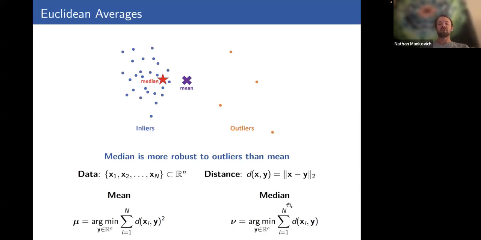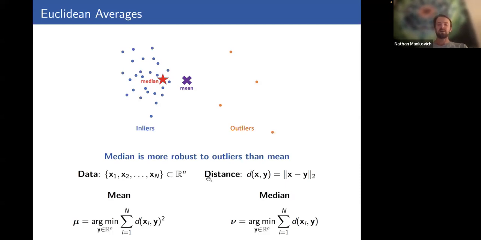However, with this median problem, it's not as easy as just adding up the points and dividing by how many there are. To find the median, you have to use iterative algorithms, and one of them is the iteratively reweighted least squares algorithm, which can also be called the Weiszfeld algorithm. Essentially, to find the median, you compute iterative means and reweight them at every step.